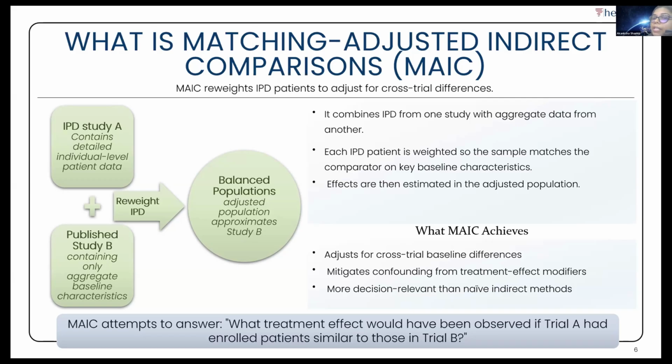The question MAIC is really answering is this: what treatment effect would we have seen if trial A had enrolled patients similar to those in trial B? So, MAIC adjusts for baseline differences, mitigates confounding from treatment effect modifiers, and gives more decision relevant comparisons than naive indirect methods.